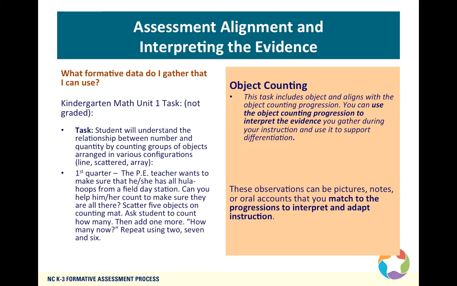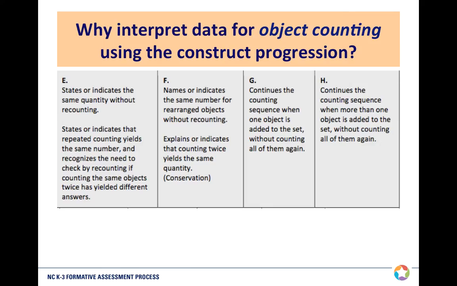And there's a nice task here, a performance task, involving a narrative using the PE teacher. And so again, you gather this data and then you match it to the construct progression. And this enables you to plan next instructional steps. So you're already eliciting this evidence, and your next step is to interpret it. So are they able to name or indicate the same number of objects without recounting? Can they do it when the objects are rearranged?